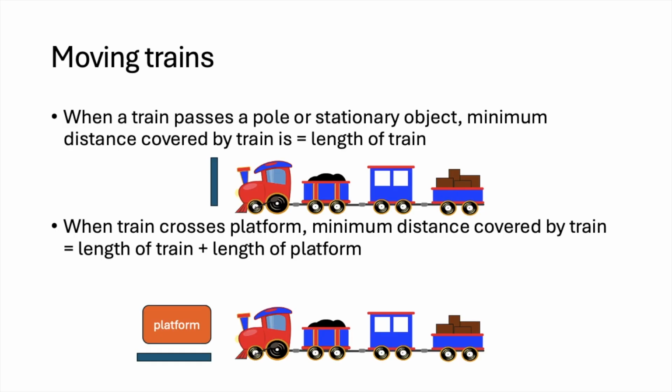Moving trains. When a train passes a pole or a stationary object, the minimum distance covered by the train is equal to the length of the train. When the train crosses the platform, the minimum distance covered by the train is the length of the train plus the length of the platform.